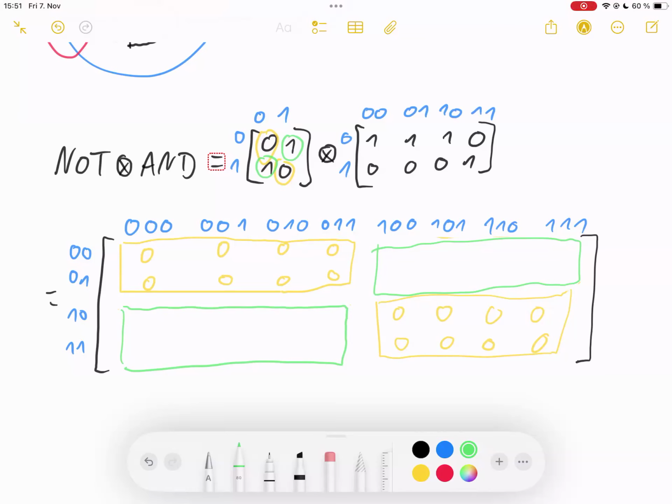So where I have this one here, I would multiply this one with every entry of the second matrix with the tensor product. That means I would just copy the whole matrix into here: 1, 1, 0, 1, 0, 0, 1. The same here as well.